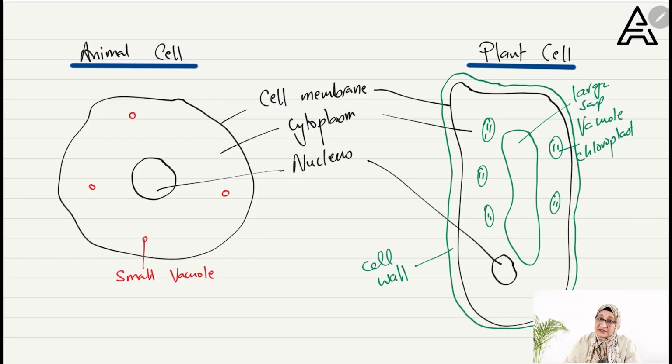If you want to show that there is a thickness, you have to put it in between the two lines. It's acceptable and okay if you put it on the outer line, but on the inner line, this is the cell membrane. Okay?